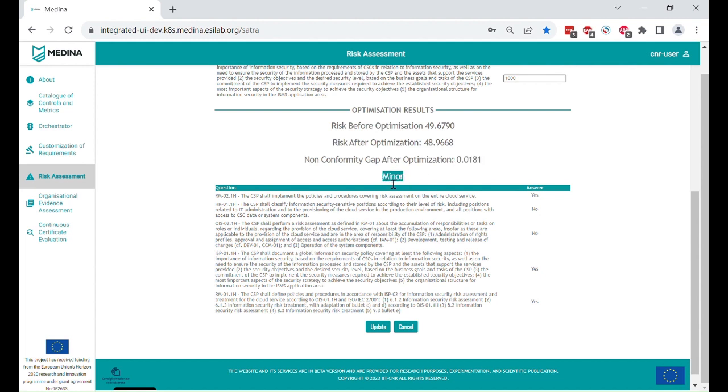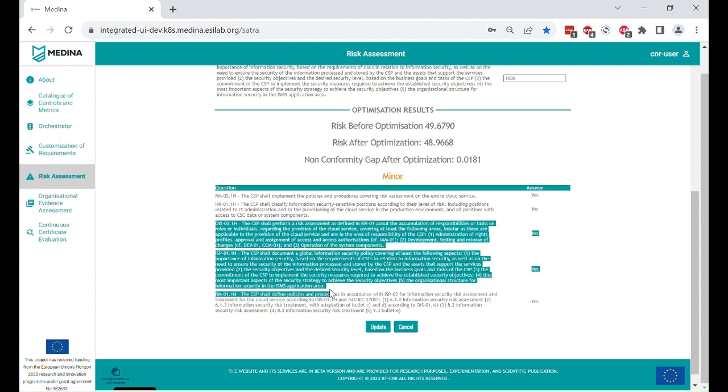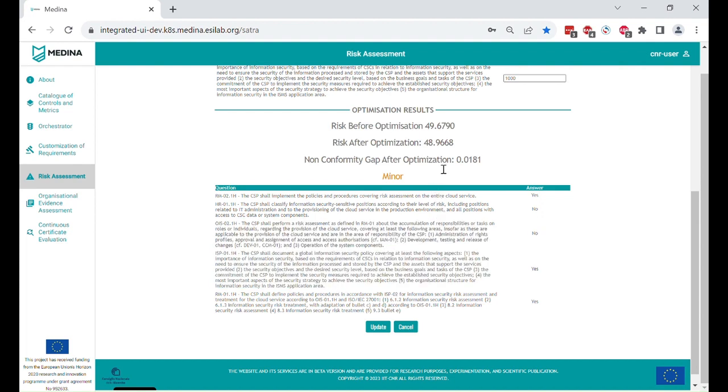Moreover, what is more important is that in this case, the non-conformity gap will be considered minor. So even though these two requirements are still not implemented, the expected risk deviation is considered to be minor. That's it. Thank you very much.